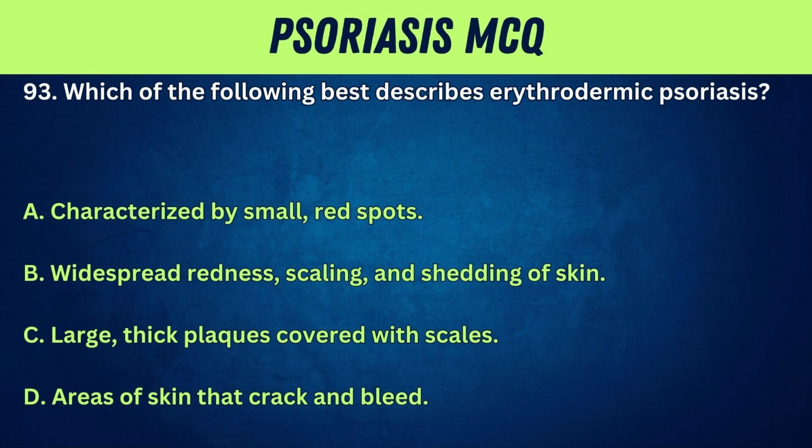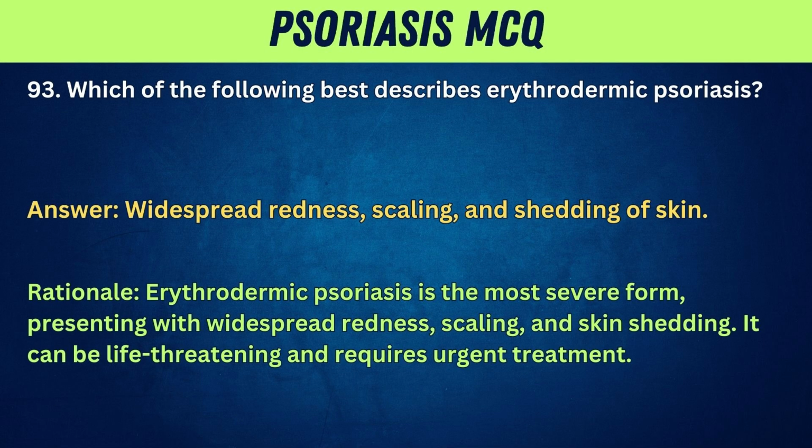93. Which of the following best describes erythrodermic psoriasis? A. Characterized by small, red spots. B. Widespread redness, scaling, and shedding of skin. C. Large, thick plaques covered with scales. D. Areas of skin that crack and bleed. Answer: widespread redness, scaling, and shedding of skin. Rationale: erythrodermic psoriasis is the most severe form, presenting with widespread redness, scaling, and skin shedding. It can be life-threatening and requires urgent treatment.